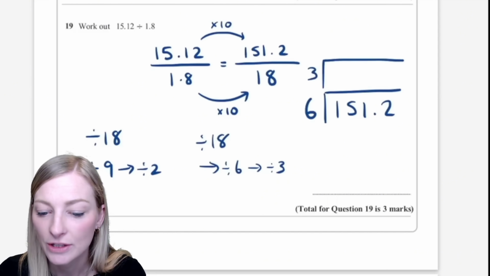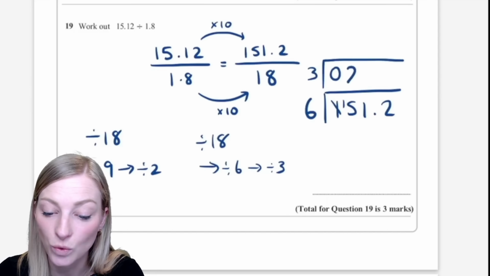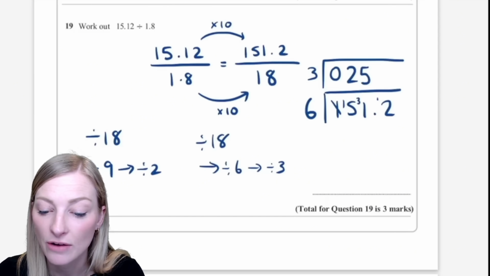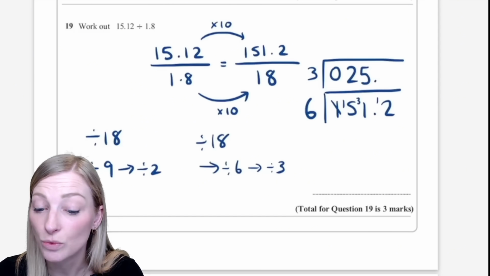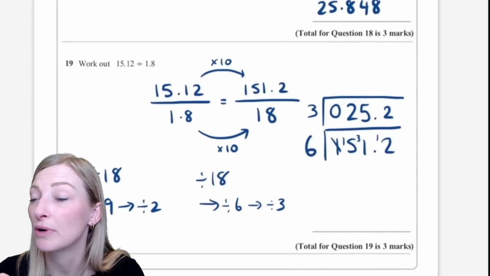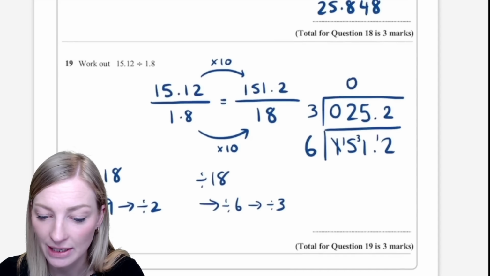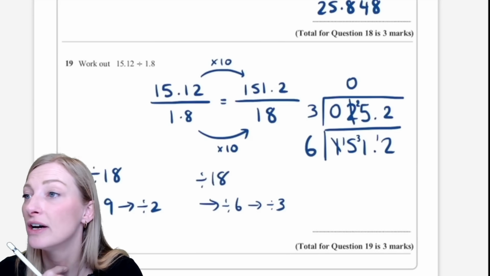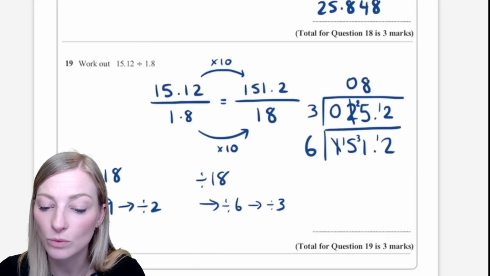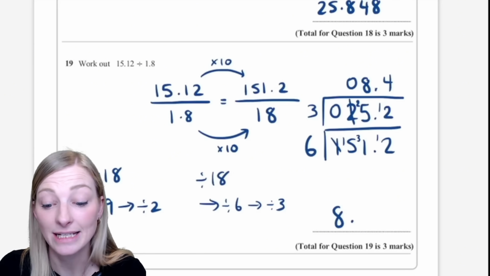Why not? So 6 into 1 doesn't go. 6 into 15 is twice remainder 3. And 6 into 31 goes 5 times remainder 1. 6 into 12 goes twice. Now let's have a look at this. 25.2 divided by 3. 3 into 0 doesn't go. 3 into 2 doesn't go. Let's carry those 2 that we haven't used up over. 3 into 25 goes 8 times. That's 24, remainder 1. And 3 into 12 goes 4 times. So your answer here is 8.4.